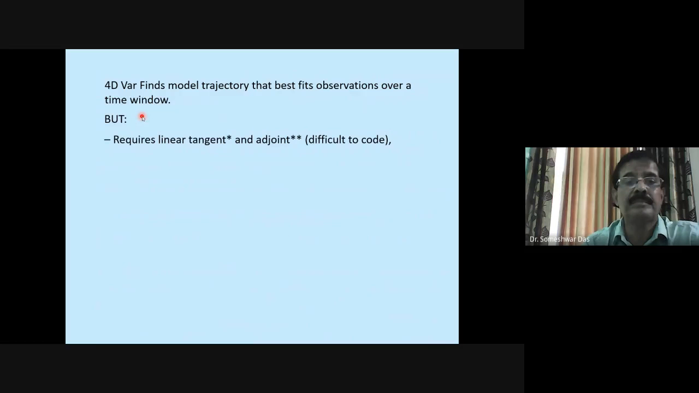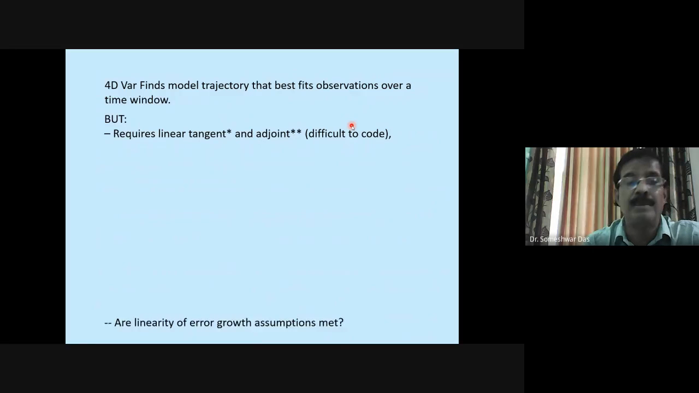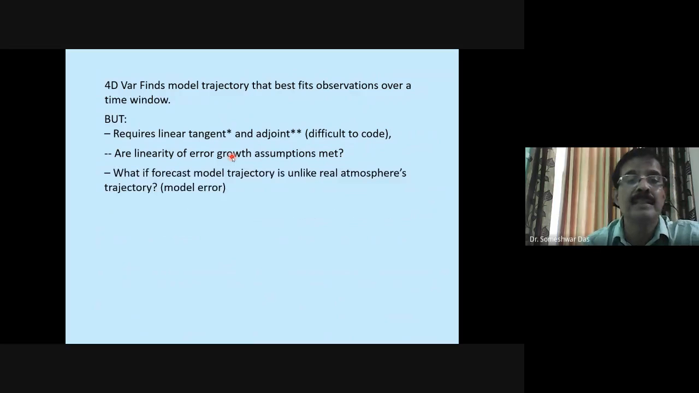But it requires the linear tangent and adjoint, which I just mentioned, which is difficult to code computationally, programming-wise. Computing the adjoint or tangent of the model is not so easy. There is also the linearity of the error growth assumption: we assume that within the time window the growth of the error is linear, which is also questionable. Can we assume linear growth in the error? What if the forecast model trajectory is unlike the real atmosphere's trajectory? That is model error. These are the problems of 4D VAR.